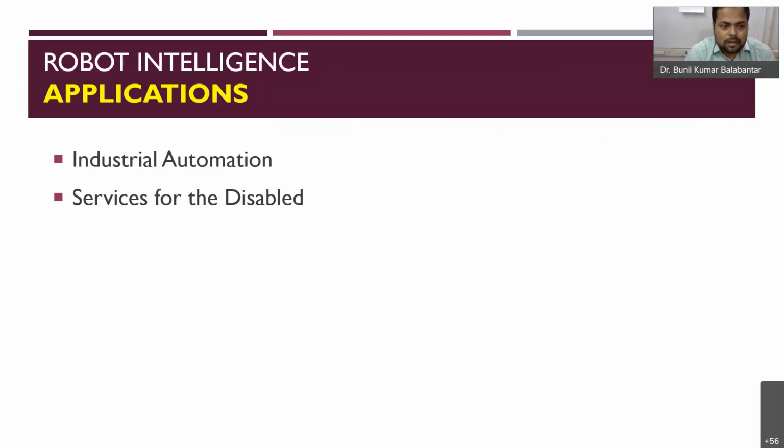Services for the disabled. We have developed a robotic wheelchair in our laboratory with a PhD student. We developed a prototype model, right? That prototype model is going to sense the obstacle and deviate from the path where it is supposed to move. So intelligently it is behaving. That is for disabled persons. There are a lot of applications for disabled persons you can develop.